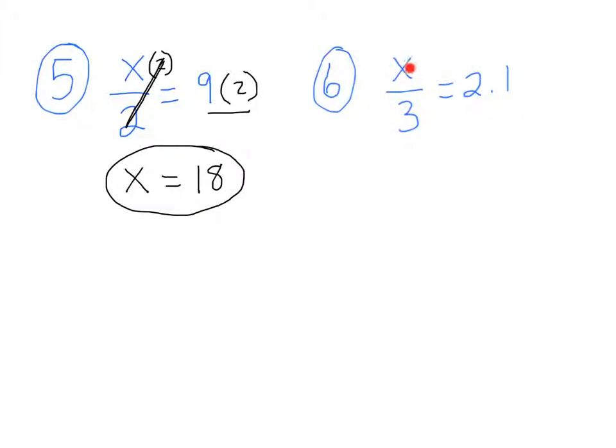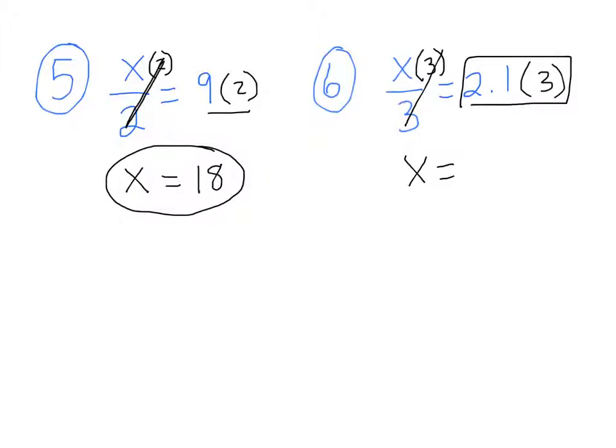Same thing over here on the right. In this problem number 6, I am also dividing by 3, okay? And so the opposite of dividing by 3 would be to multiply by 3 on both sides. Notice that in both problems here and here, I multiplied on top, not on bottom. And so the 3's cancel, and so I have x equals, and 2.1 times 3 is going to be 6.3. And so those are my two solutions.